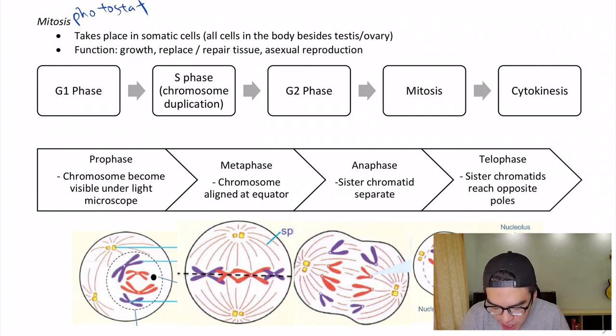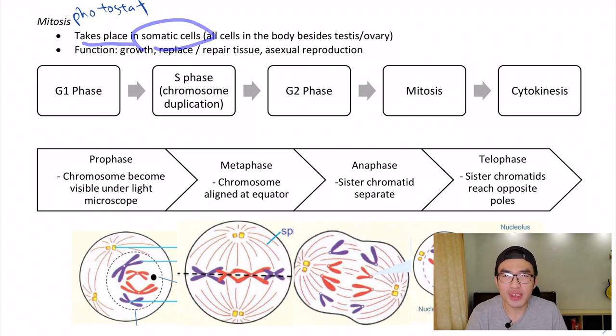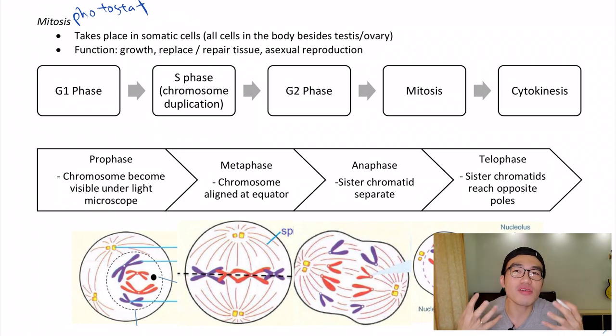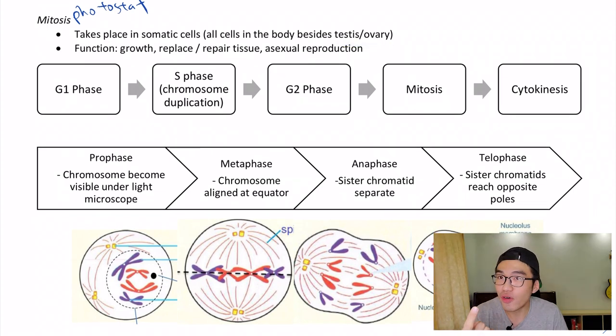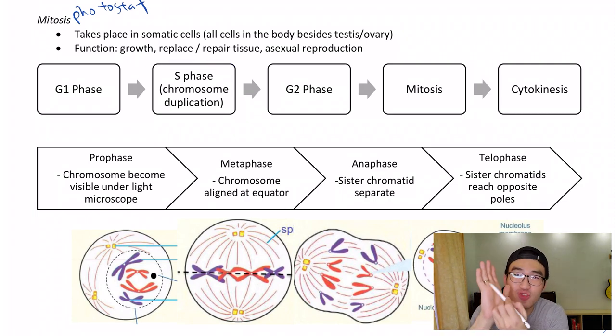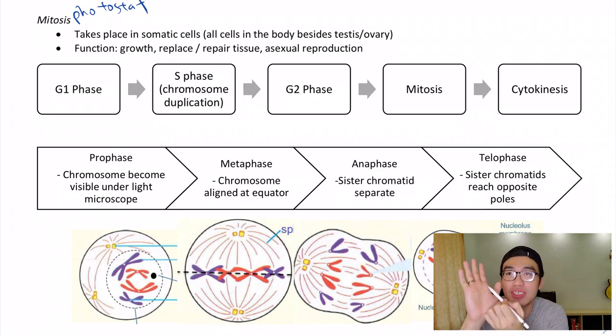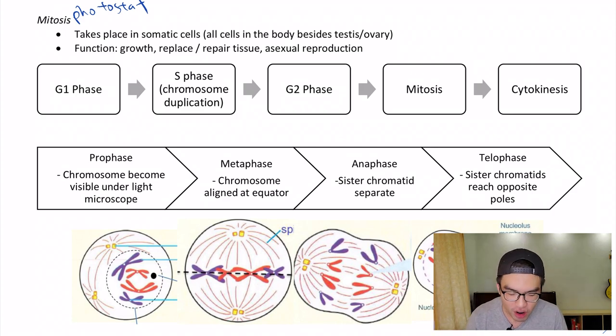So, it takes place in somatic cells. What is a somatic cell? Somatic cells are all the cells in your body besides your reproductive cells, your testes in guys and ovaries in girls. The function is for growth, to increase the number of cells, and to replace and repair tissue. When you scratch your skin, you grow your skin back to replace it. Of course, it is also for asexual reproduction in small organisms, like binary fission, budding and so on.